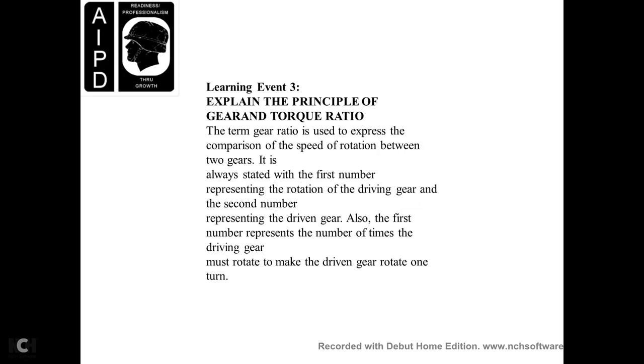Learning event number 3: explain the principle of gear and torque ratio. The gear ratio expresses the comparison of the speed of rotation of two gears. It is always stated with the first number representing the driven gear and the second number representing the driving gear. The first number represents the number of times the driving gear must rotate to make the driven gear rotate one turn.